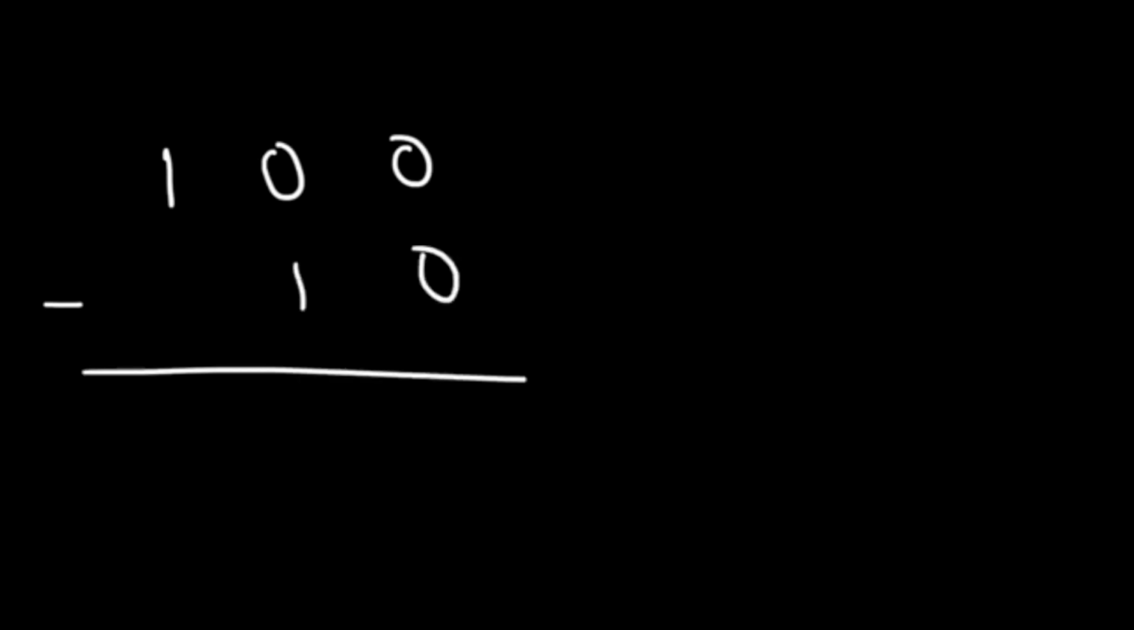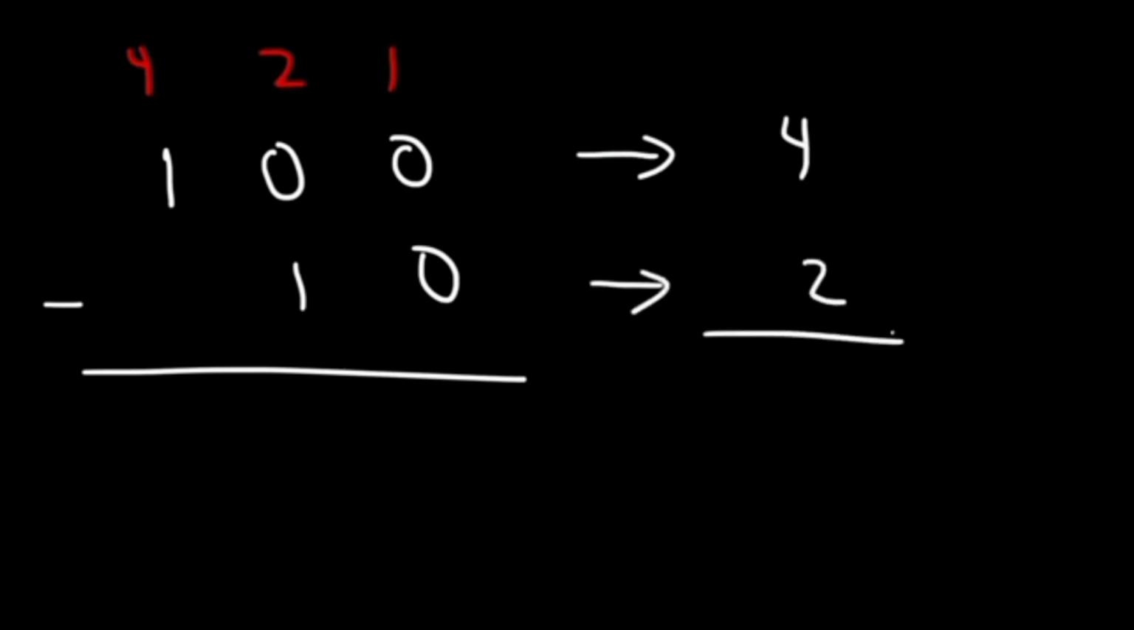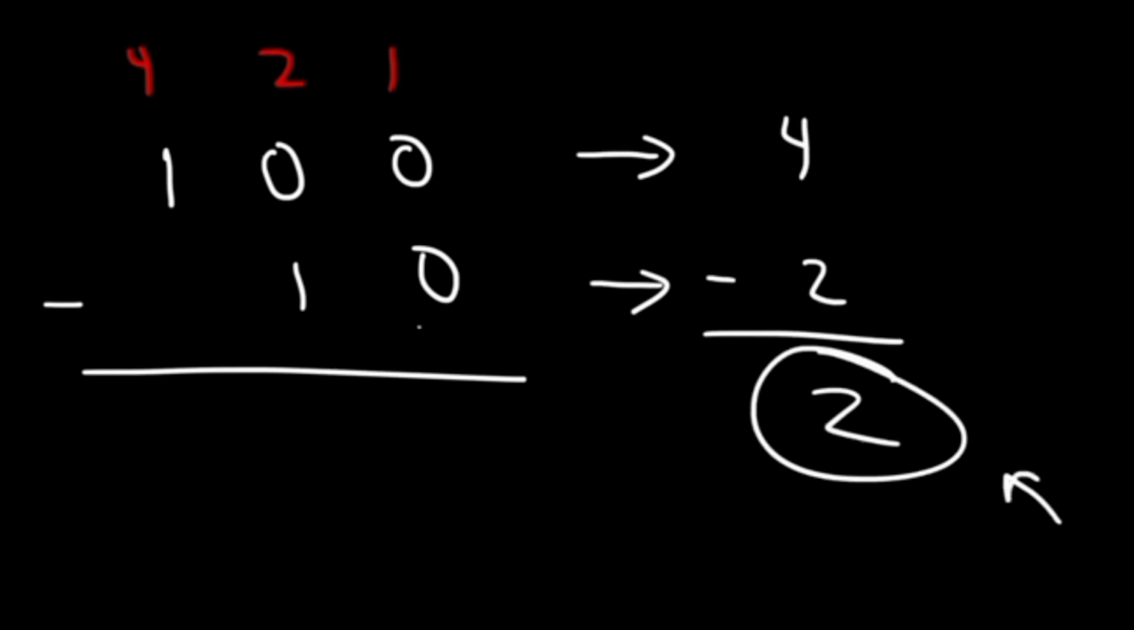Now, what if we have this situation? Let's say it's 1, 0, 0 minus 1, 0. Now, this column is for the 1s, 2, and 4. So 1, 0, 0 is basically 4, and 1, 0 is 2. 4 minus 2 is 2. So this is the answer we should get.